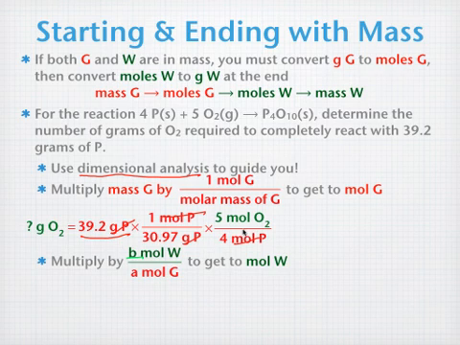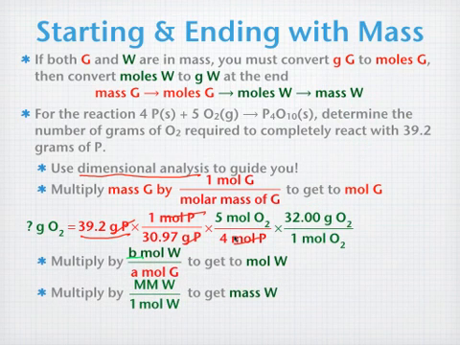We wanted grams of oxygen, so the last step we have to do is multiply by the molar mass of oxygen over 1 mole. 32.00 grams of oxygen over 1 mole. The moles of oxygen cancel out, and they give us 50.6 grams of oxygen.